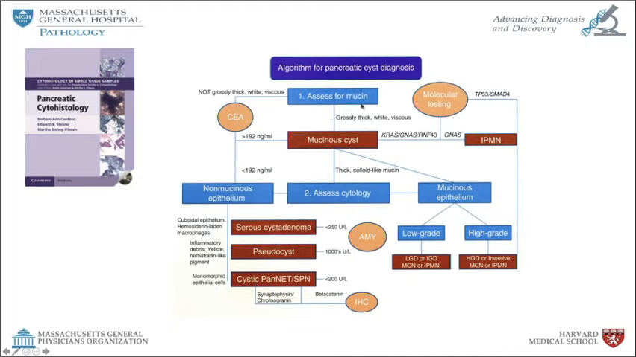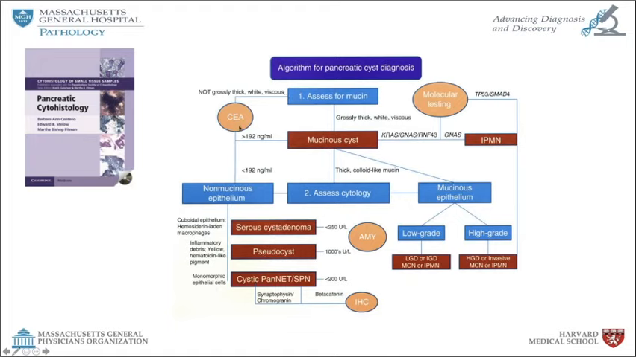Yeah. So number one, we're going to look for question number one. Let's assess for the mucin. Look at the gross: thick, sticky, white, opaque. Look for thick colloid-like mucin in the background, because that's kind of your low power 10x field, right? Looking at the background, is it thick colloid-like? Is it cracking like colloid? Can you tell that there is truly a mucinous background? So, not grossly thick, white, viscous.